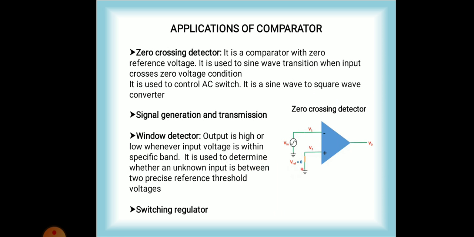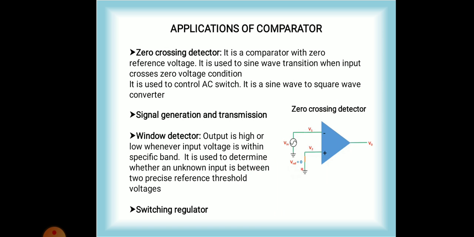The comparator can also be used for signal generation and transmission. Comparator is used as window detector. Window detector is a comparator in which the output is high or low whenever input voltage is within specific band. It is used to determine whether an unknown input is between two precise reference threshold voltages.